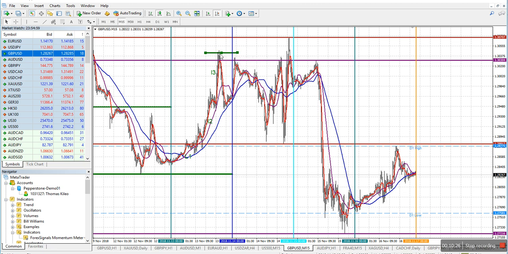So it created two highs. This is the previous high of the day, and this is now Wednesday's high of the day. And as you can see, it is a reversal pattern. It's an M pattern, which you can also call a double top pattern.